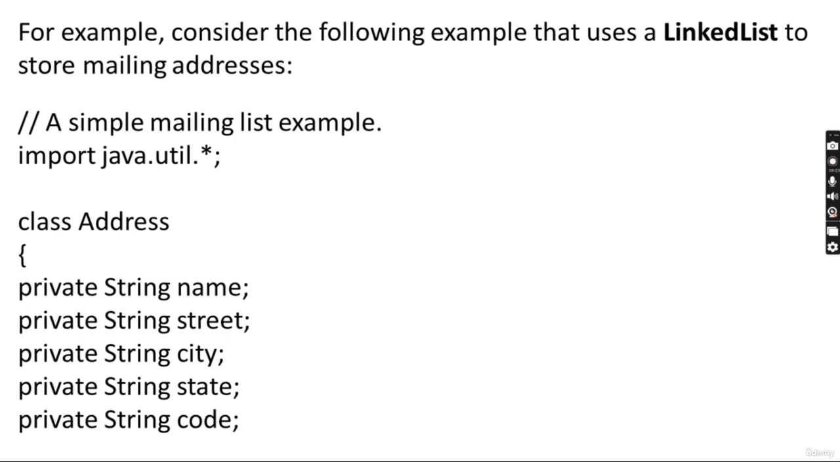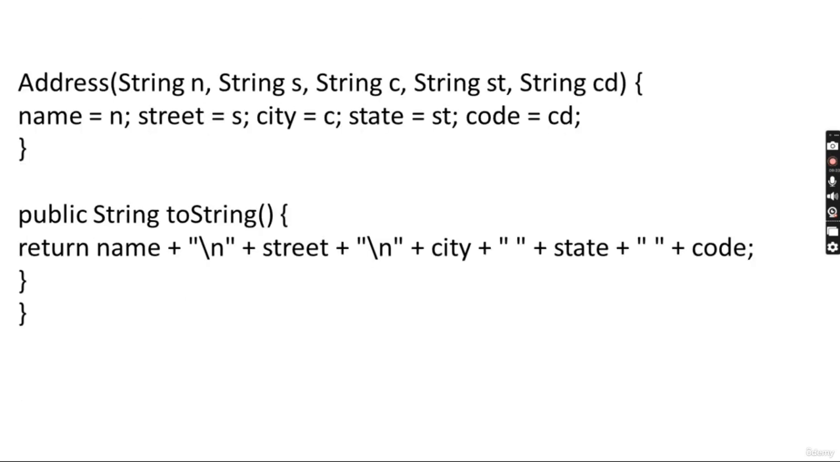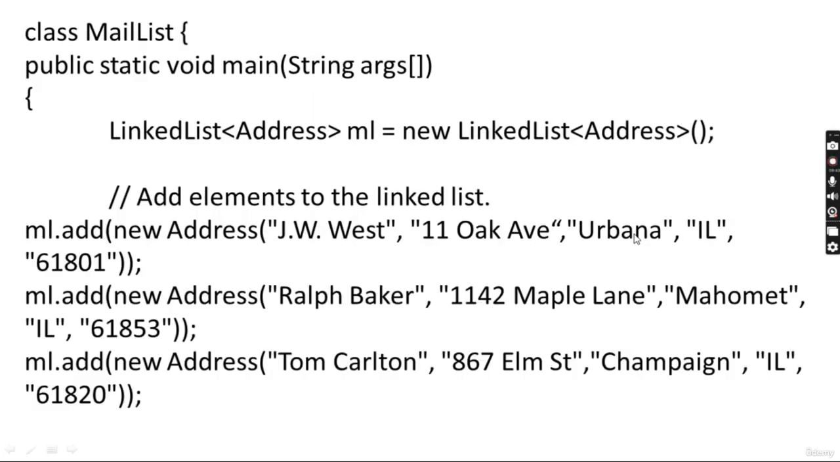Consider the following example that uses a LinkedList to store mailing addresses. String name, street, city, state, and code, all String elements. This parameterized constructor is used to store or initialize the elements. Then public String toString returns name, street, city, state, and code. LinkedList ml is equal to new LinkedList, that is the mailing list.